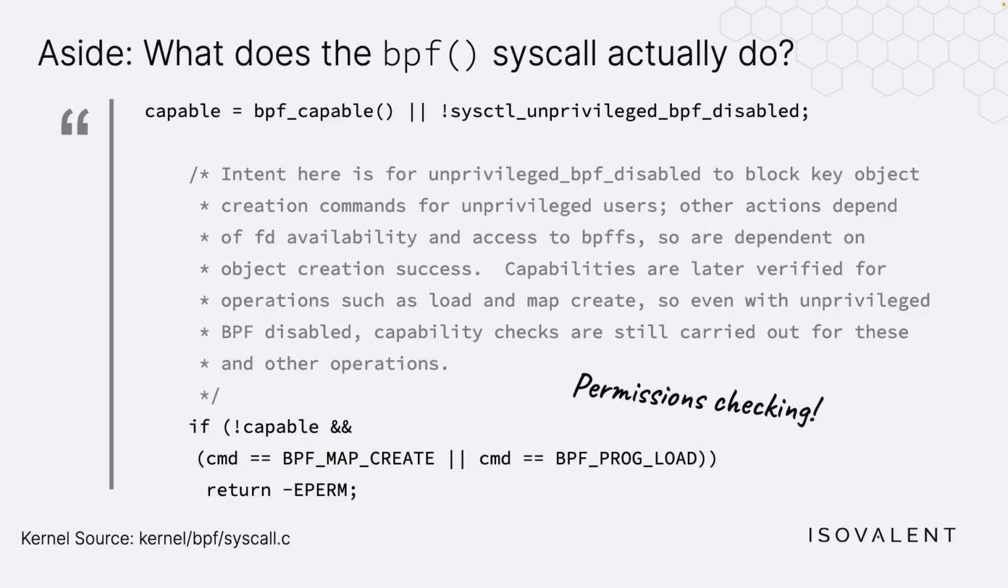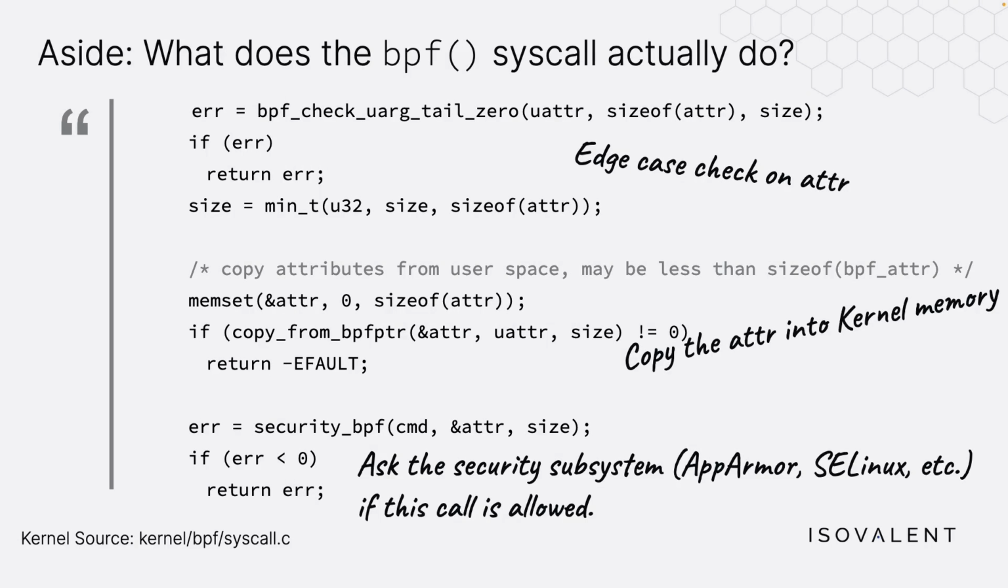So what do we do? Well, one of the first things we do is permissions checking. We check to make sure that you have the Linux capability to do eBPF loading. If you don't, then it'll error out. This is why you normally need to be root to load eBPF programs, or have capabilities granted to you to do it. We're going to do some edge case checking on attr. Then we're going to copy the attr that you gave in, that attributes map, into kernel memory. This means that it can't be mutated by the user while this is happening.